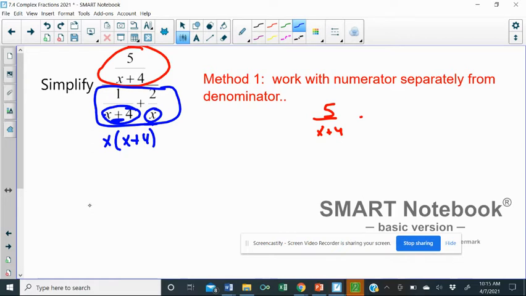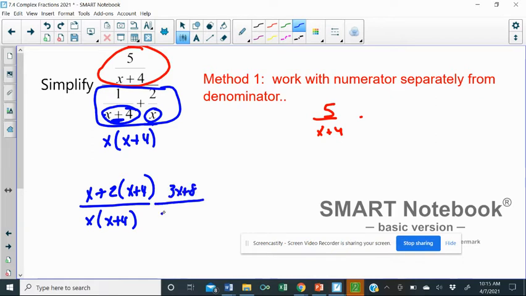Again, we're only dealing with the blue here. So here's my common denominator. I look at the first fraction, it has an x plus 4, it's missing an x. x times 1 is x. The second one has the x, it's missing the x plus 4. 2 times 4. So we're going to get 3x plus 8.